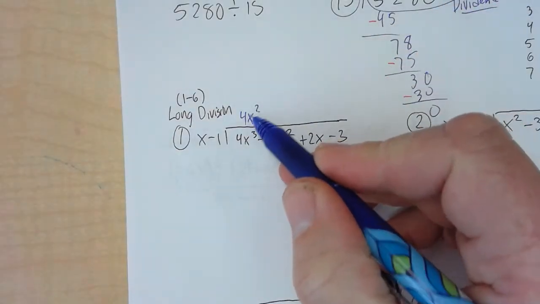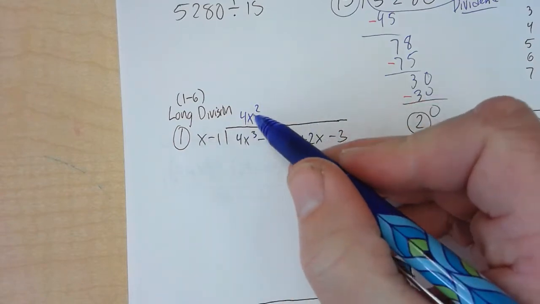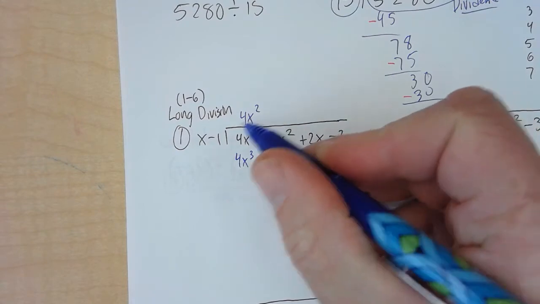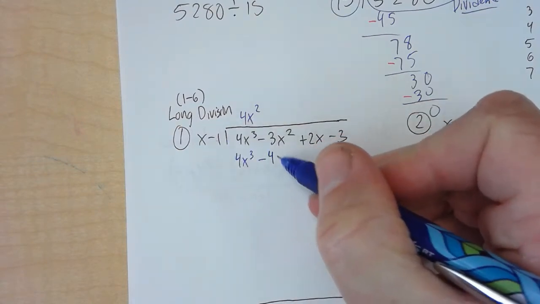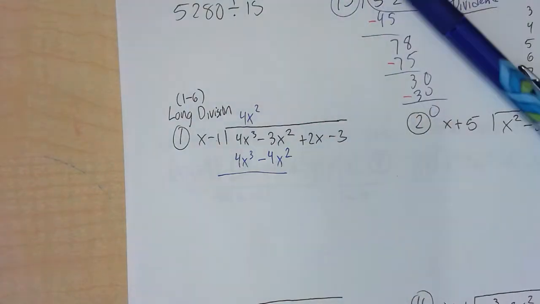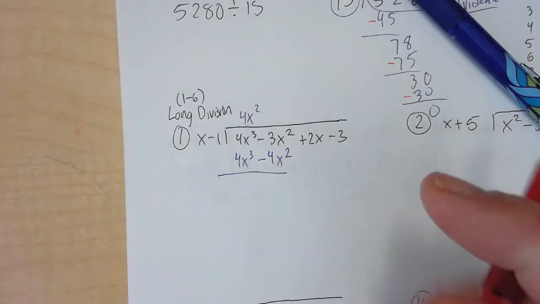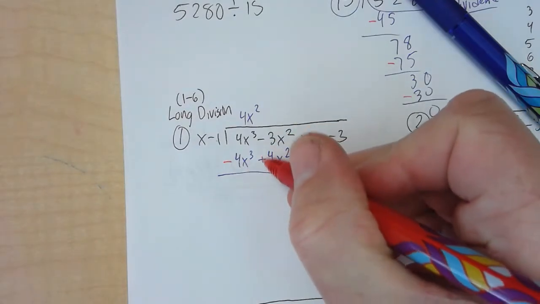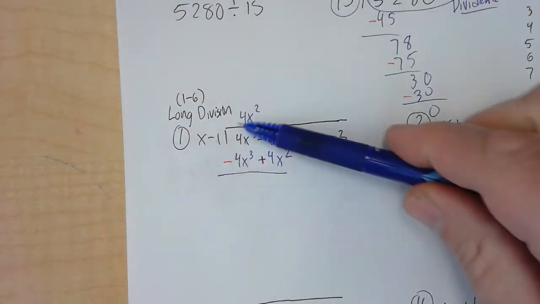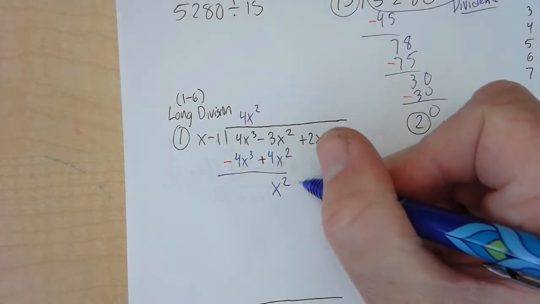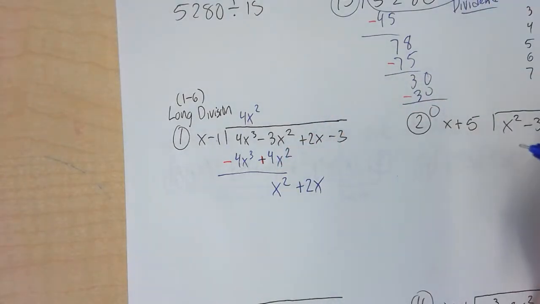This times this, we do the distributive property now. This times this is 4x cubed. This times this is minus 4x squared. All right, now I pick up the red pen because I'm going to subtract. So we subtract, and we subtract a subtraction, which is adding. So this cancels out. This becomes x squared. Drop down plus 2x. So we drop the next thing down.